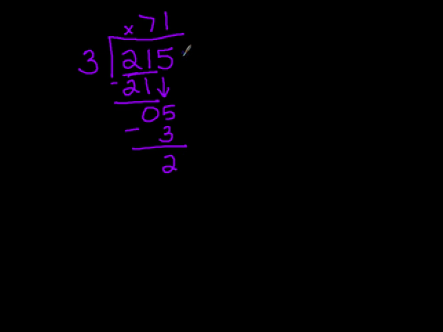I look up here, there's nothing else to bring down, so I'm going to write my fraction. 2 goes on the top, 3 goes on the bottom. So my answer for 215 divided by 3 is 71 and 2/3.